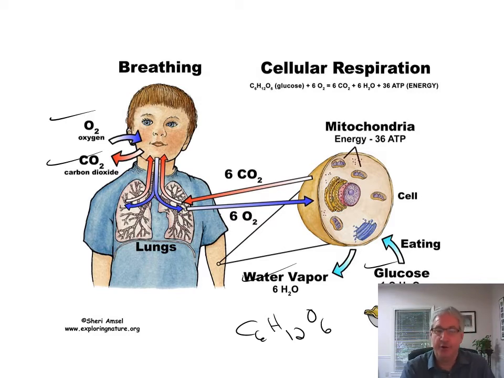C6H12O6. So you'll notice there's C's, and you make carbon dioxide from them, and O's. You're going to make CO2 from that, and you have H's, so you can make H2O as well. So those are some of the byproducts of the breakdown of glucose.